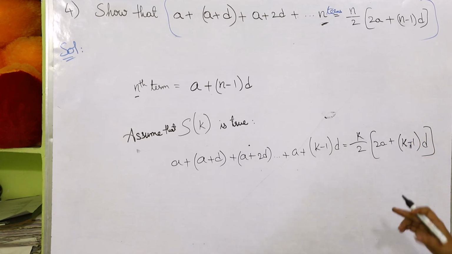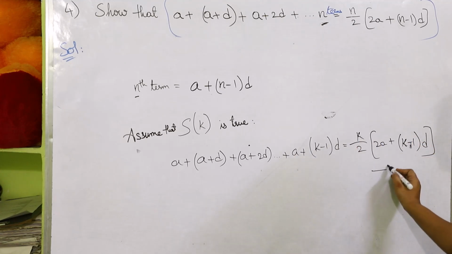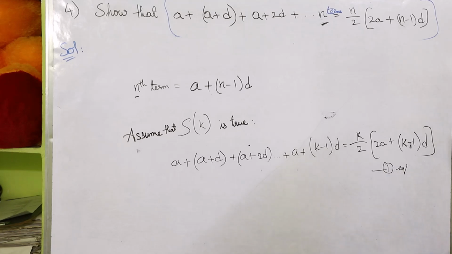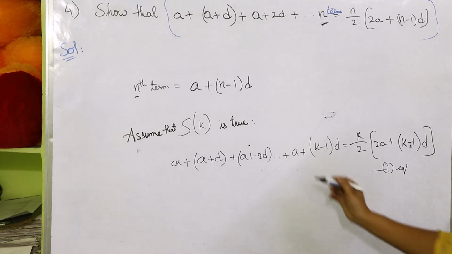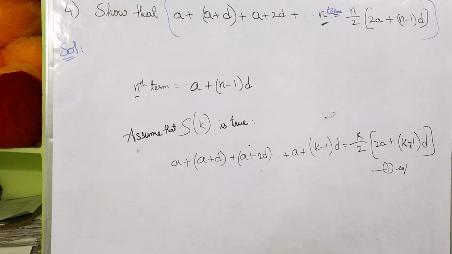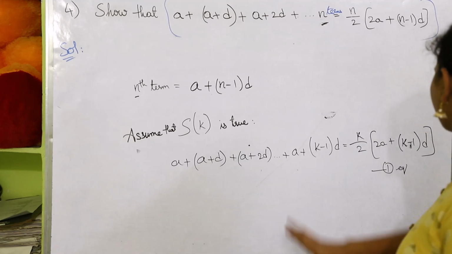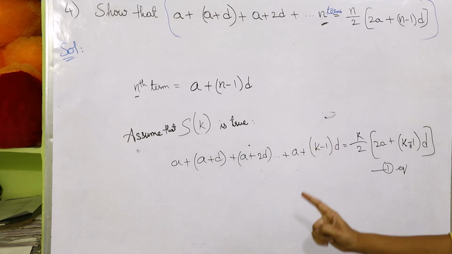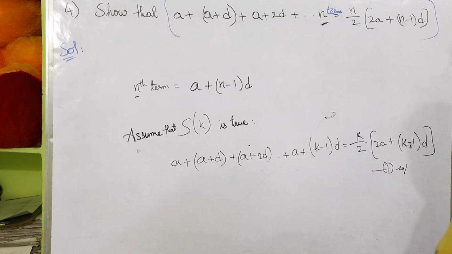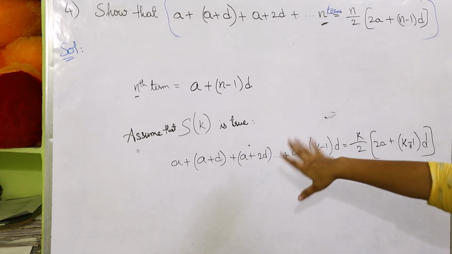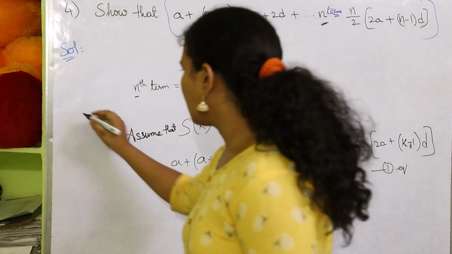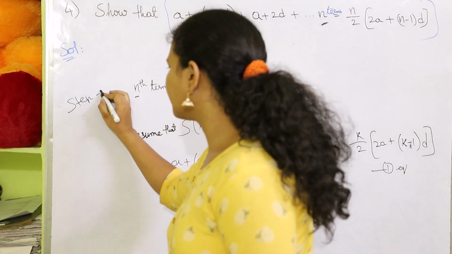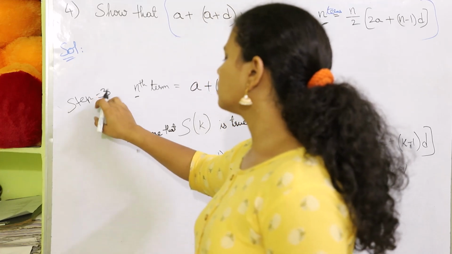Now what you do? You consider this whole as the first equation, equation number 1. Clear? Now keep this equation number 1 aside, just keep it aside. We'll be using equation number 1 when solving the third step, where it is very useful. This is the second step, and we are done with step number 2. So now let's go for step number 3.